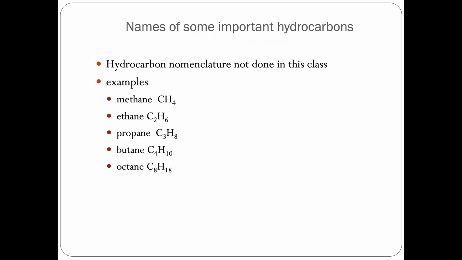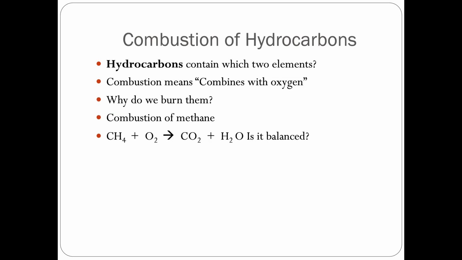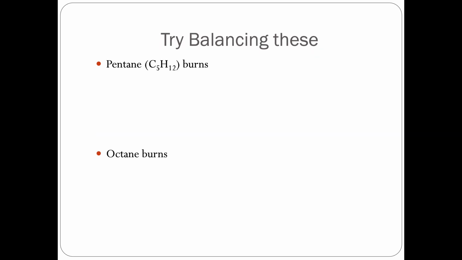So you don't need to memorize these, but these are very common. So methane, ethane, propane, you've heard of butane, octane. We're not doing the nomenclature. I'll give you the names. Burning means plus oxygen. So combustion means combines with oxygen. And why do we burn them? Well, why do you burn methane gas? That's how you heat your home, or if you have a gas stove or a propane stove. So anytime you burn a hydrocarbon, you are combining with oxygen and you get carbon dioxide and water.